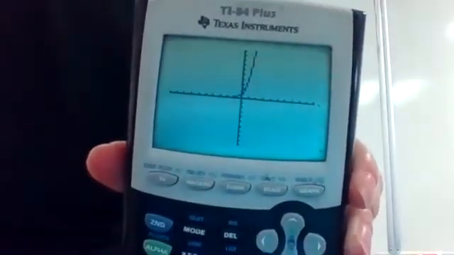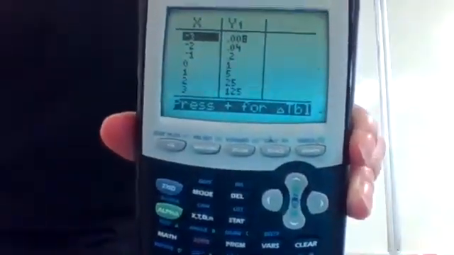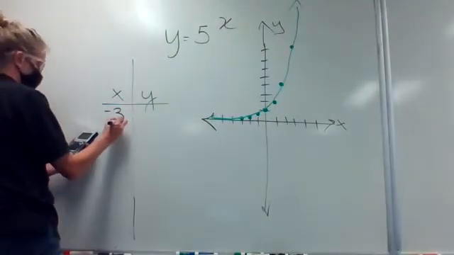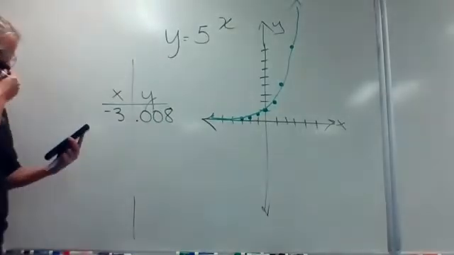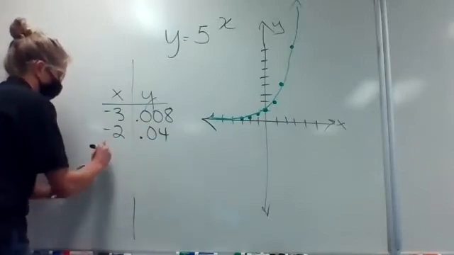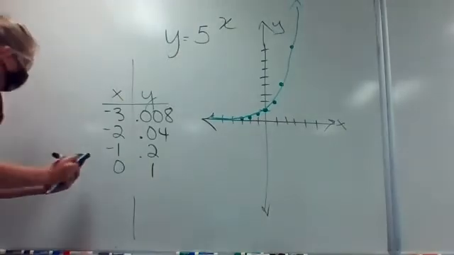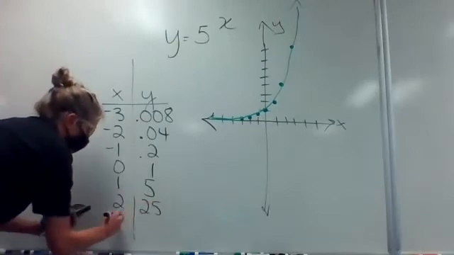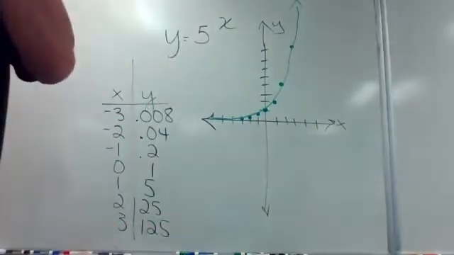It's just actually going to be steeper because look at this one's table. So second table, let's type in some of these numbers. So I'll do the same ones. So this time when the x is -3, the y is 0.008. -2 is 0.04. -1 is 0.2. 0 is 1 again. But then look what starts happening. The 1 is 5. 2 is 25. And 3 is 125. So that's what's making it go steeper.